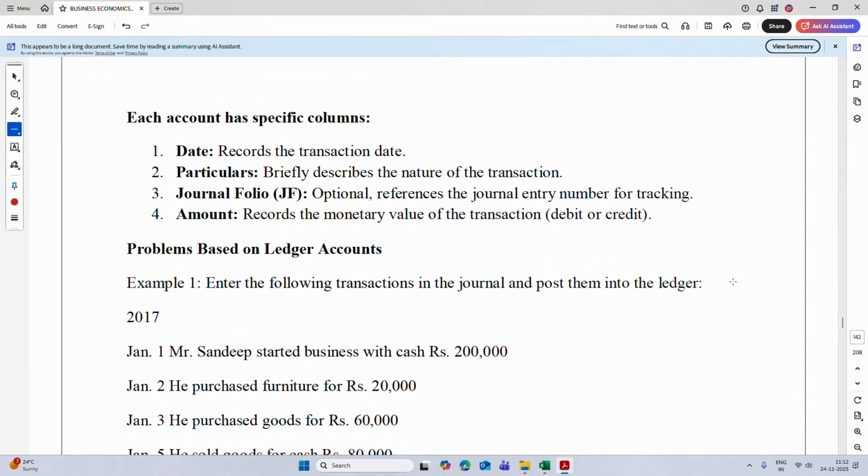So date basically records the transaction date. Particulars briefly describes the nature of the transaction. Journal folio is optional, many times it is optional, and it refers to the journal entry number for tracking purposes. So if you have a huge number of records in your journal, then generally this journal folio number is required. And the amount records the monetary value of the transaction.